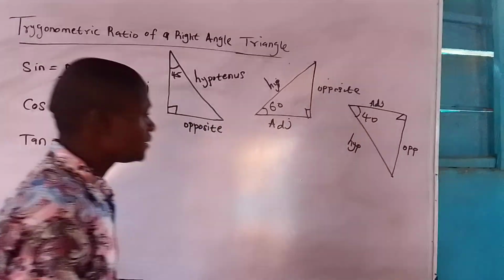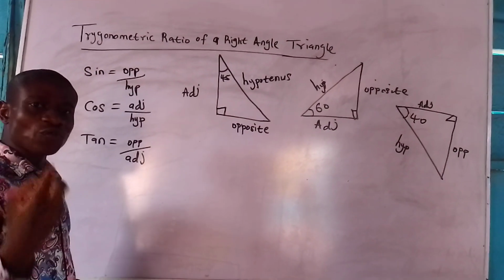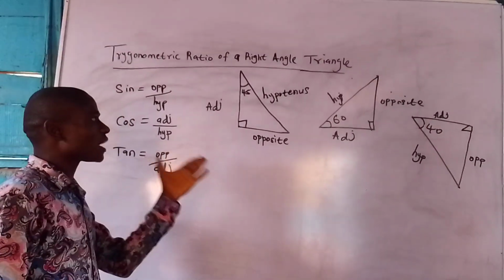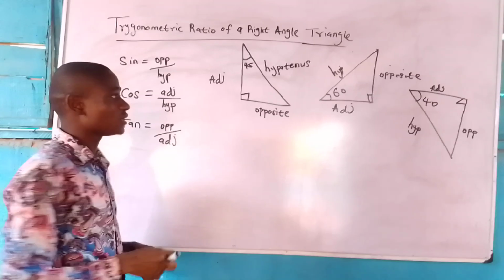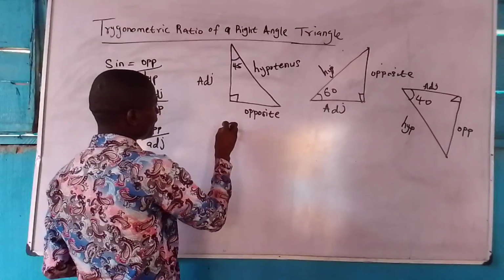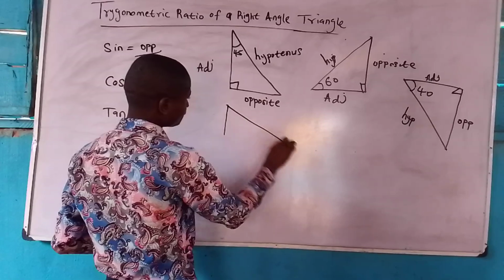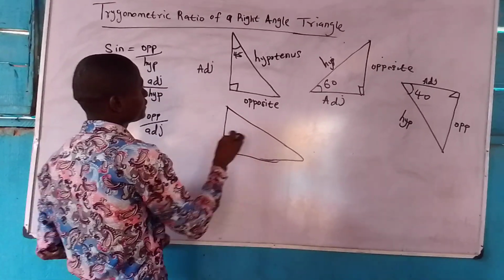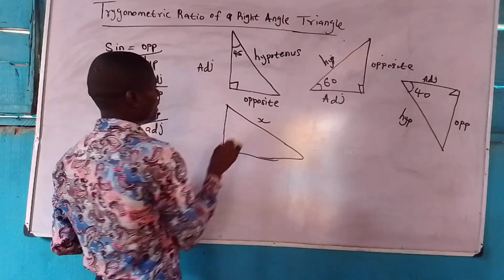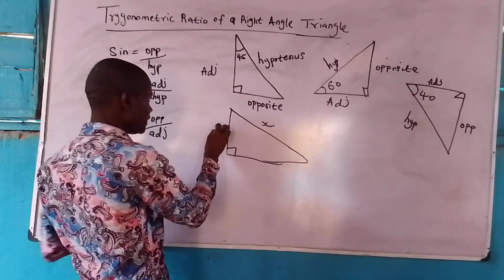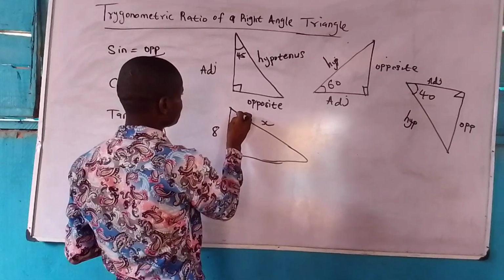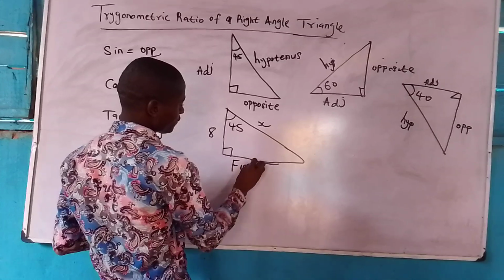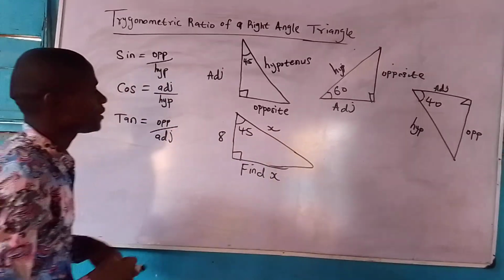Now, with this, let me just give you one or two examples and solve to show you how to calculate any of the sides that you are required to calculate. Take for instance that you are asked to find, they draw something like this. Don't mind my drawing please. And they say that this place is X. And you are given this place as, let me say, 8. And you are told that this angle is 45. I say find X. How do you solve this kind of question?